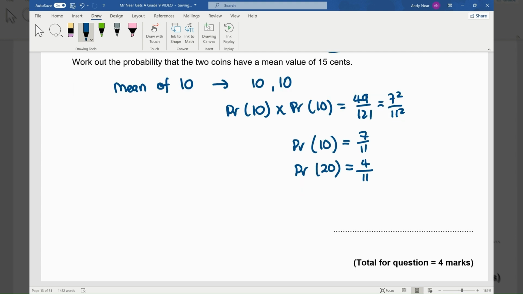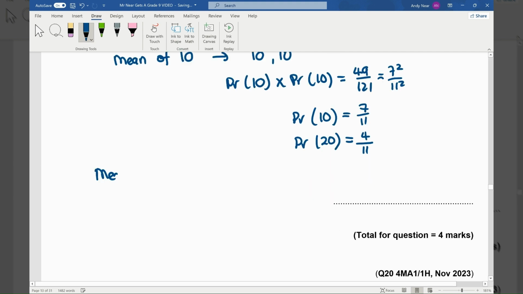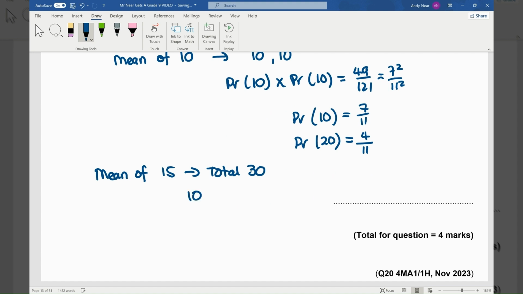If you want to have a mean of 15, you need to get a total of 30. And to get a total of 30, you either need to get a 10 and then a 20, or a 20 and then a 10. So you've got to make sure that you double this up. The probability of a 10 is 7 out of 11. The probability of a 20 is 4 out of 11, but you can do that either way round. And so you need to multiply it by 2, and that gives you 56 on 121.